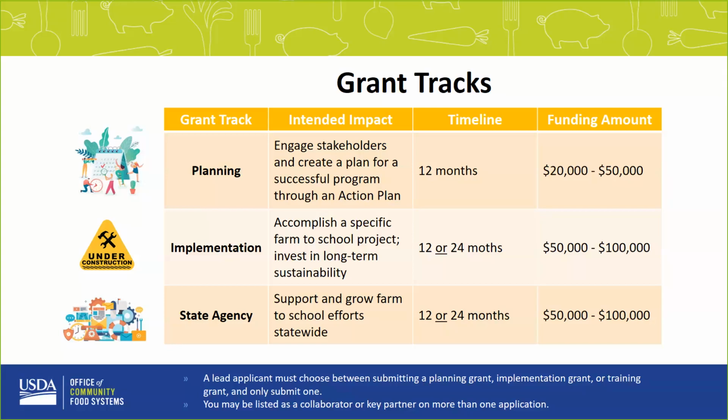Planning grants are $20,000 to $50,000 each, whereas implementation and state agency grants may range from $50,000 to $100,000 each. There is no longer a training track as there was in years past. Training may be an eligible activity for any of the grant tracks.